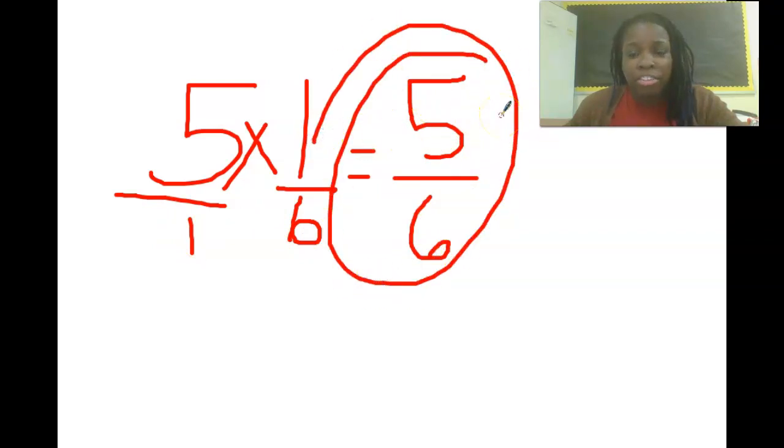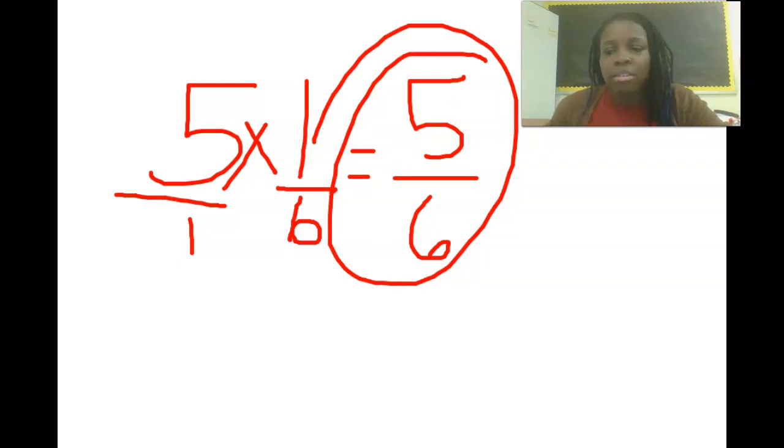All right, so multiplying fractions is very easy, right? It's very simple, very easy to multiply fractions. You guys did awesome today.